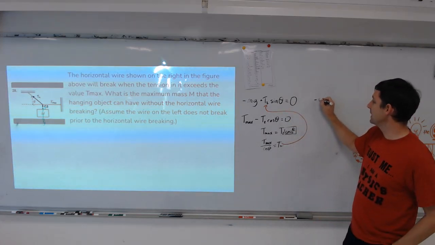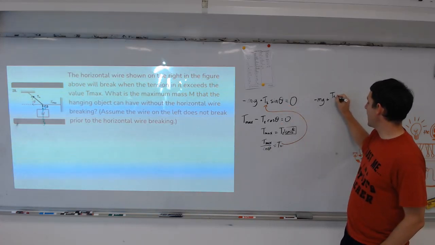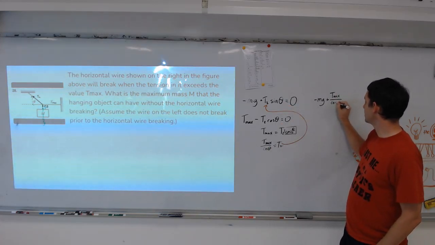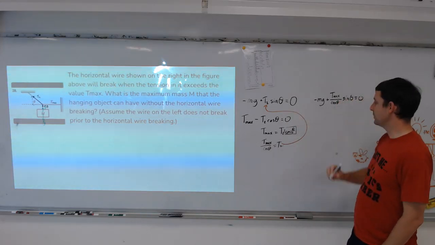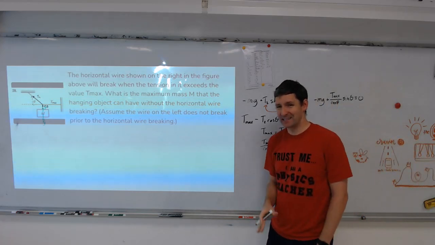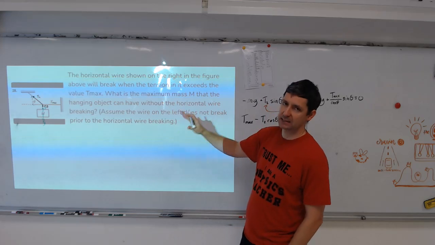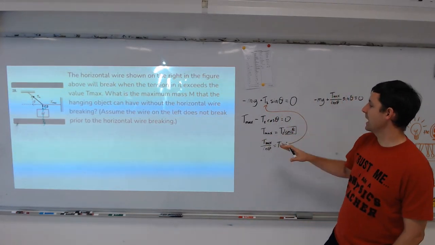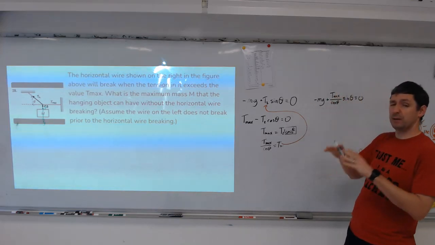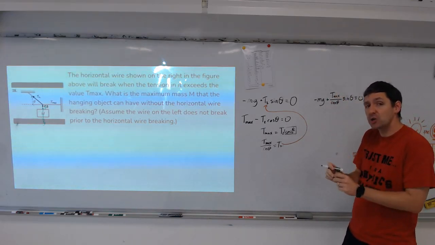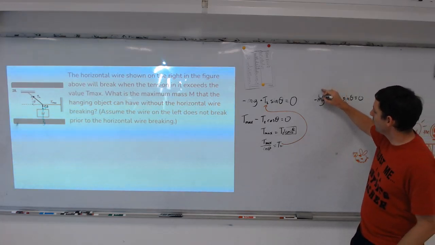I will have negative mg plus T2, which is T max over cosine of theta, times sine of theta equals 0. Now, remember, the whole point of this is I'm supposed to be solving for the mass. What is the biggest mass that can happen? The biggest mass that can happen is the one that matches this T max, where T max is as big as it possibly can be. Anything larger than that, and it breaks. So I need to solve for the mass here.